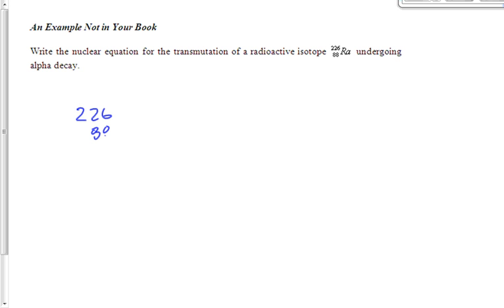Now remember, it's possible you get a question like this where you're not given the atomic number. It just says 226 Ra. Where are you going to find that number 88? Where does that come from? The atomic number?